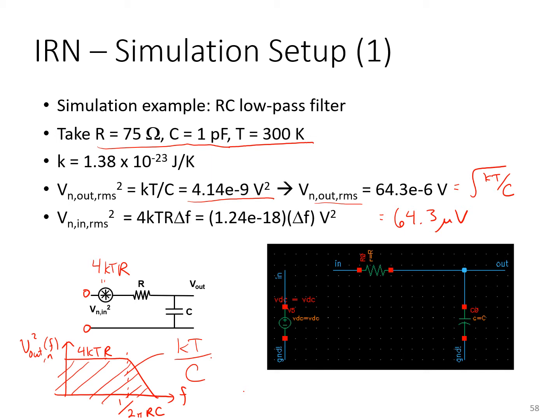So the input-referred power spectral density is simply 4kTR. But we have to take some care in interpreting this, because this white input-referred power spectral density suggests infinite input-referred noise, and that's not necessarily the intuition that we're looking for here.